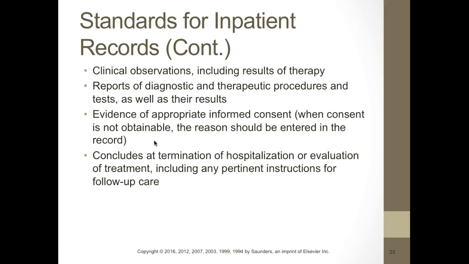When consent is not obtainable, the reason should be entered in the record. So if you can't get the informed consent, you need to have two physicians sign off saying that this is medically necessary for the patient, or you have to chart that that's the case. So there's certain things that you're going to learn as you go through this program and while you're in the clinical setting, that there are times where we do not get the informed consent, but we need to enter why we could not. So it covers everyone's behind.